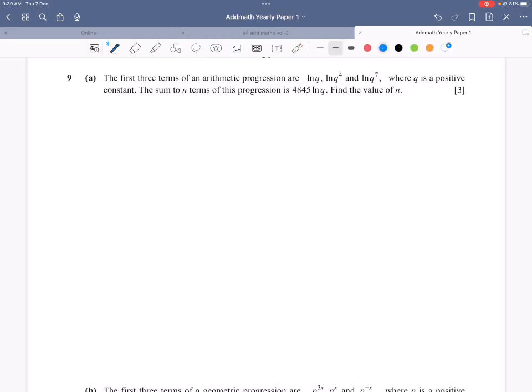So firstly, we have the value of the first term, and that is equal to ln q, and we have the value of the second term, it's ln q^4. With the help of these two values, I can find the difference here. So the difference is ln q^4 minus ln q, right? We can write it as 4 ln q minus ln q. 4 minus 1, it will be 3 ln q. That is your difference.